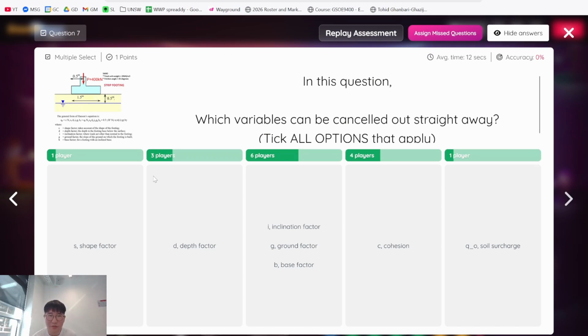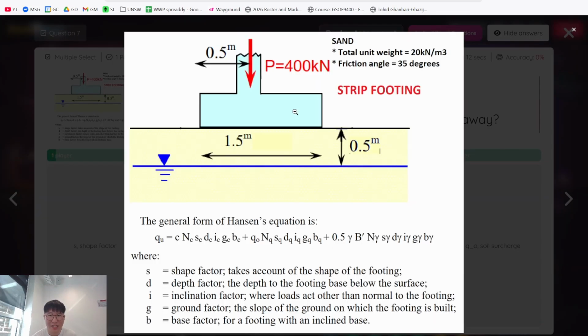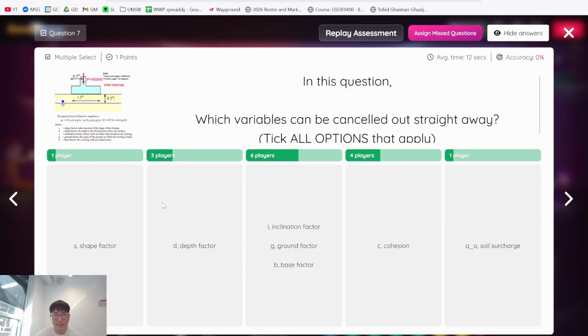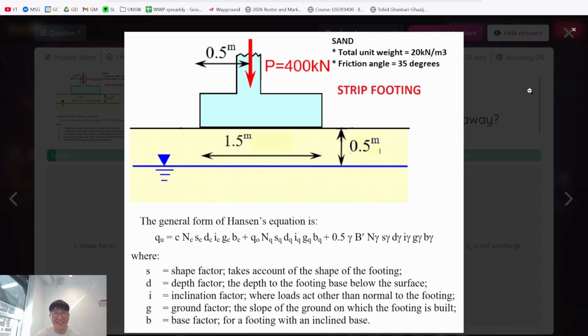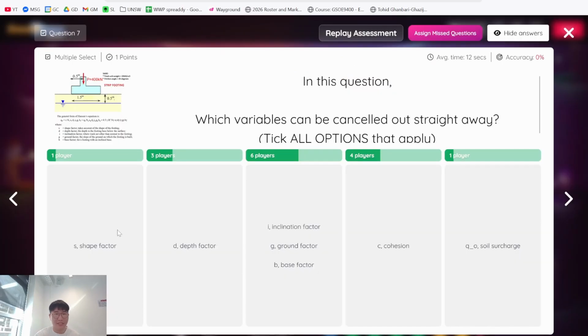Which variables can be cancelled out straight away? Basically, I made this as an example where so much of the stuff can be cancelled out. The idea is it's on the surface, so we don't have a depth factor. It's a strip footing, so we don't need a shape factor. But basically for a strip footing, you can cancel out S entirely, right?